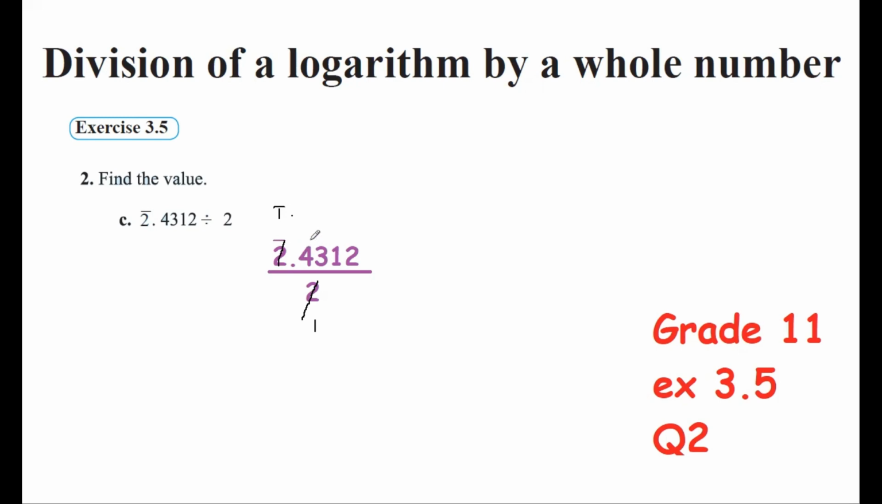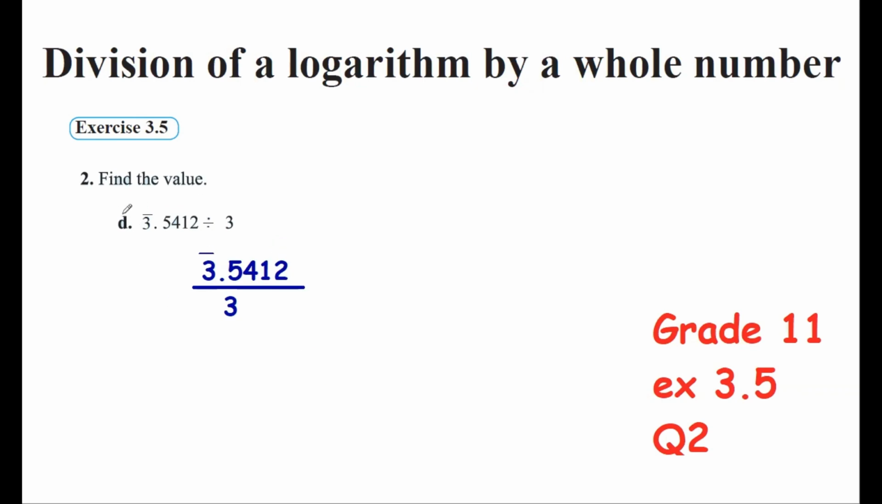So 4 divided by 2 is 2. 3 divided by 2 is 1. There is a 1 remainder. The remaining one we can write like over here. And 11 divided by 2 is 5. And 5, 1 remains. Because 2 times 5 is 10. There will be 1 remainder. 12 divided by 2, it will be 6. So we get the answer as bar 1.2156.